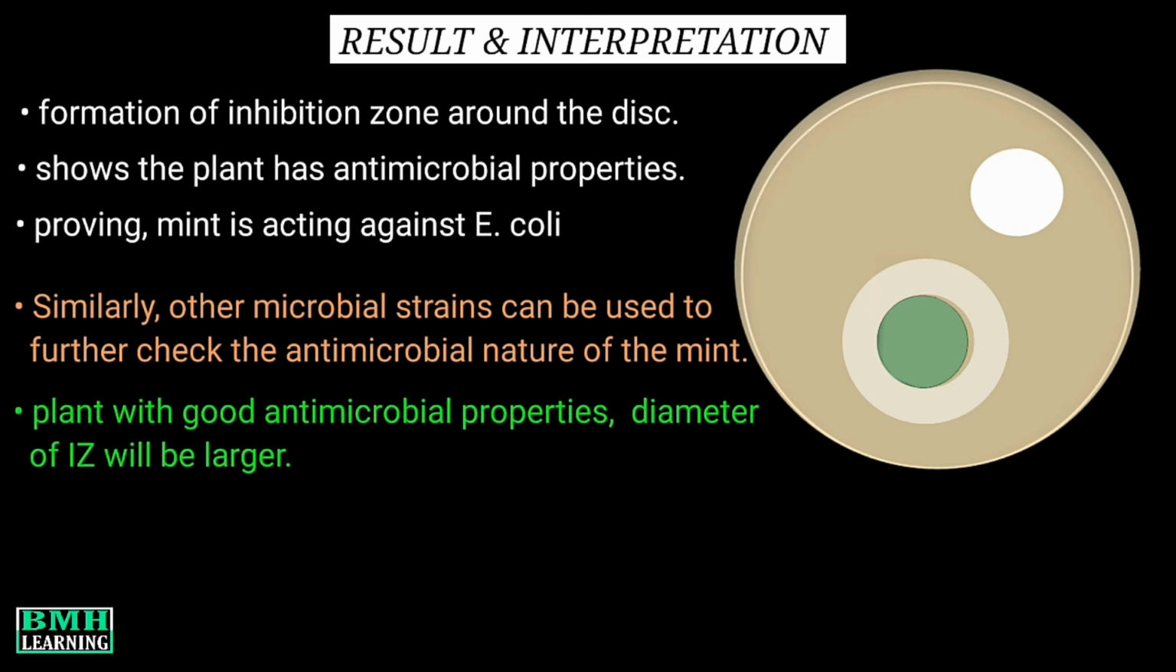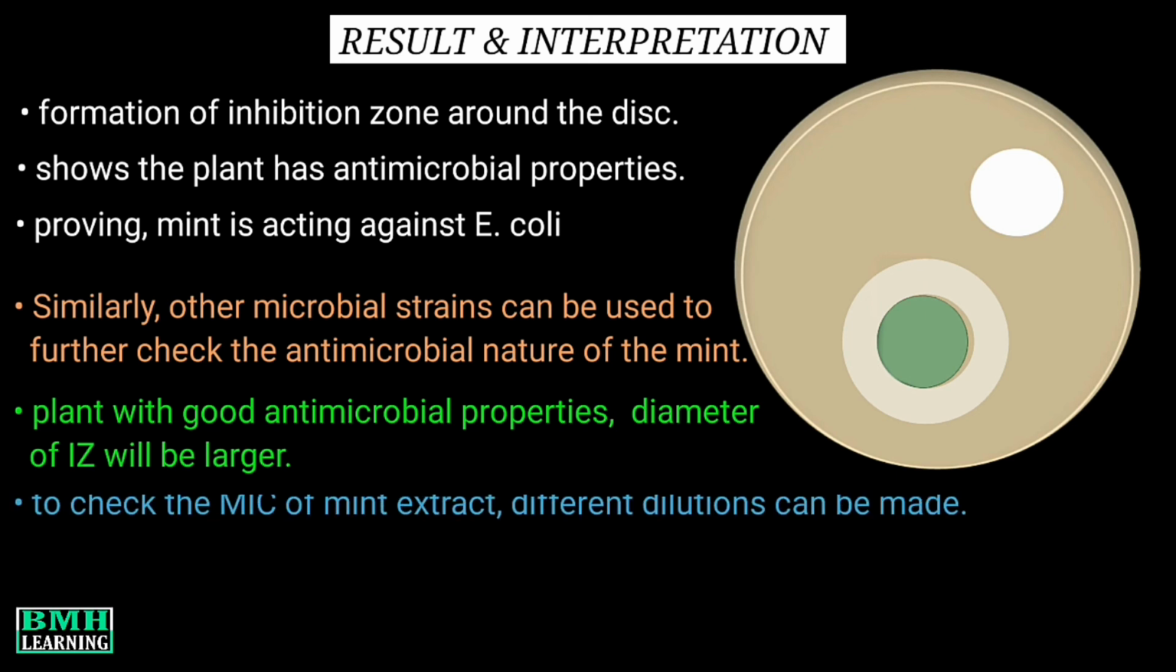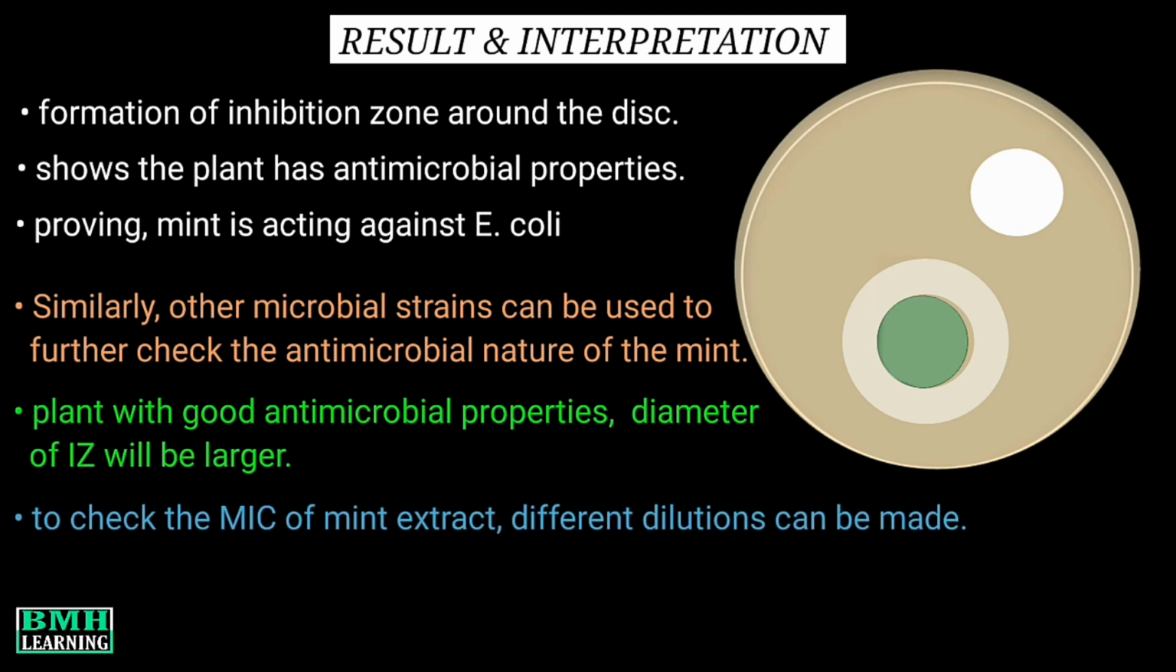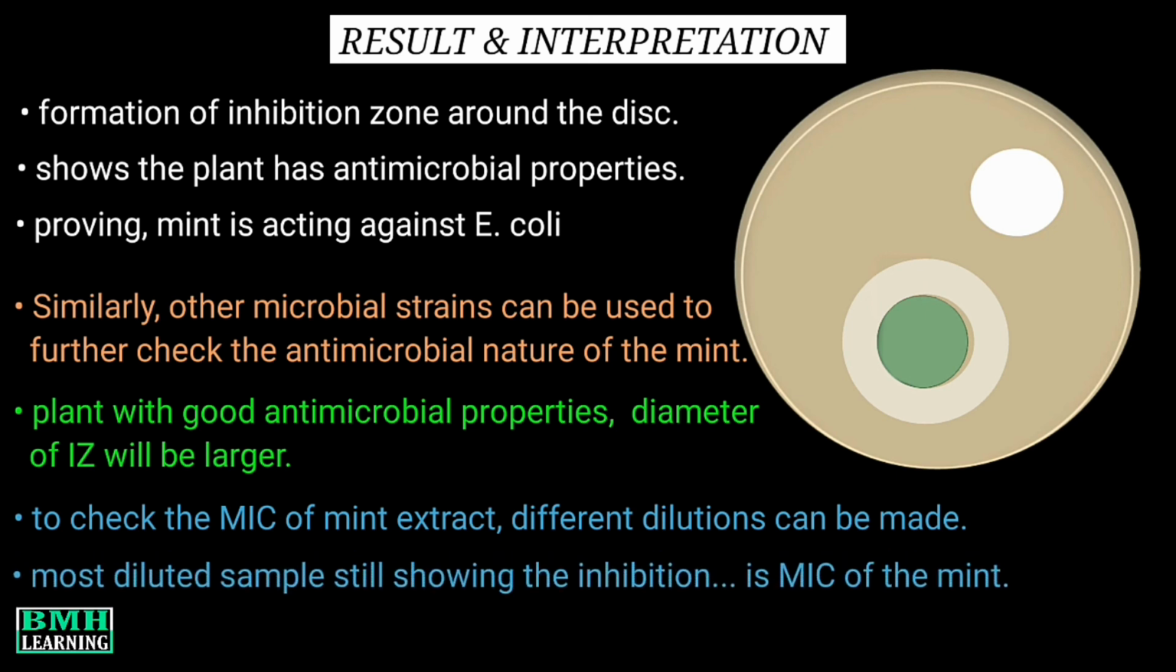If the plant being used is having a good antimicrobial property, the diameter of the inhibition zone will be larger. In order to check the minimal inhibitory concentration of the mint extract, different dilutions can be made. The most diluted sample, still showing the inhibition of the growth, would be the minimal inhibitory concentration of the mint.